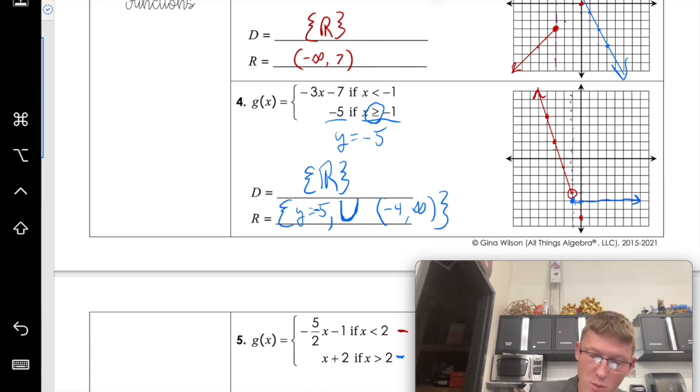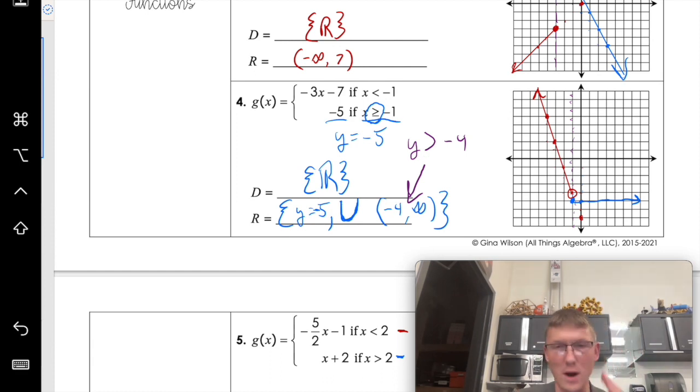Another way to write this, if your brain thinks that way, is y is greater than negative 4. If it included negative 4, you would do greater than or equal to. But in this case, it would just be y is greater than negative 4. I'm cool with either one, as long as you're right. It's just two different ways to express the same answer. So there's our domain and our range. Remember, domain is x values, range is y values. So let's do another one.